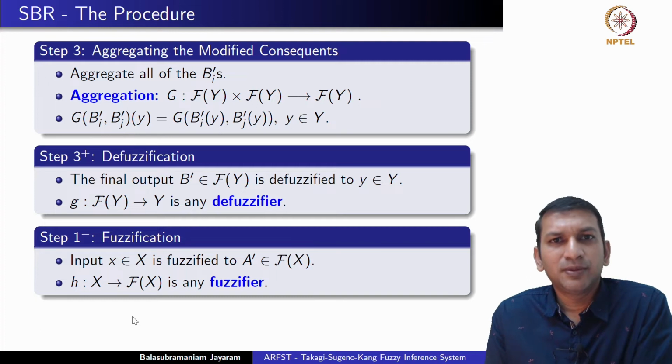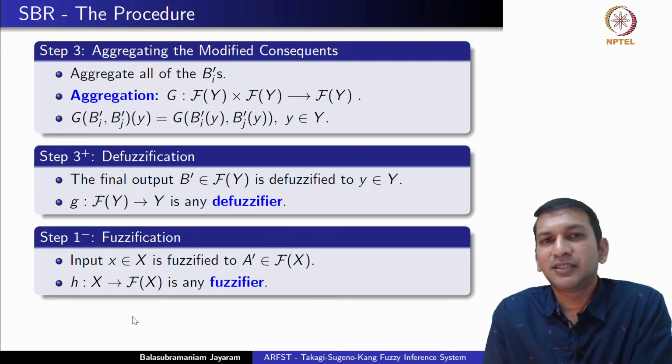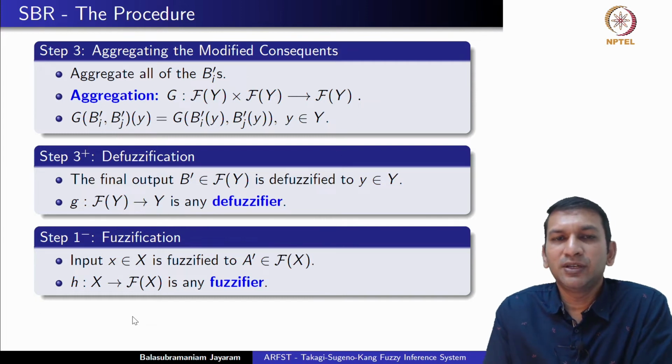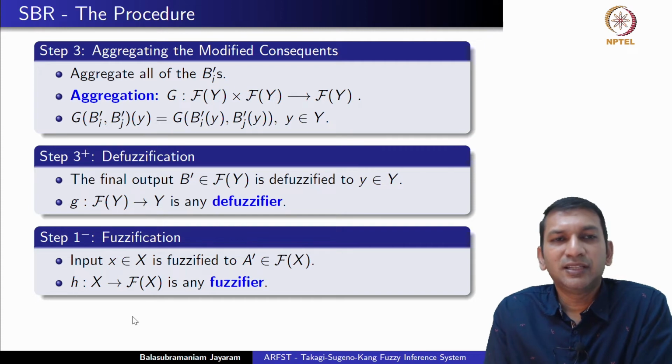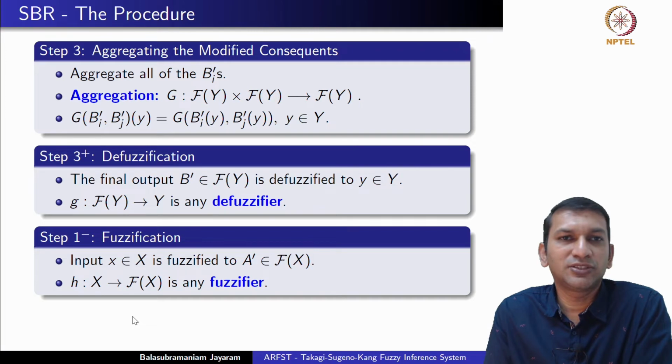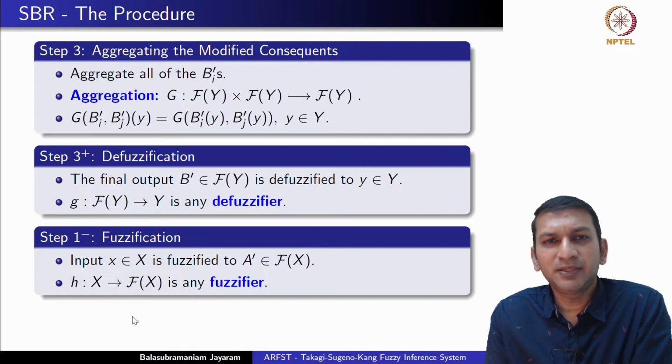There is also a pre-processing step, that is, often we may be given an input which is a real value, not a fuzzy set. Then in that case, we apply the fuzzification operation to obtain the A dash, the input to be given to the system. We have seen these 5 steps in depth.